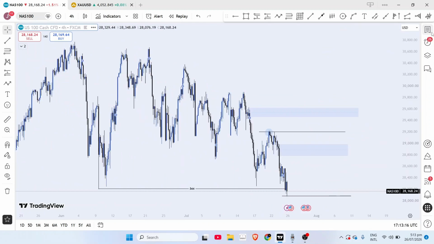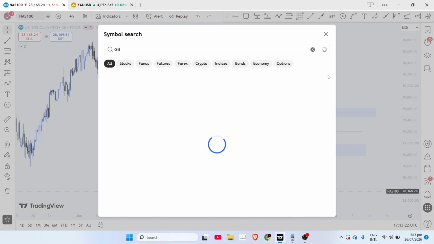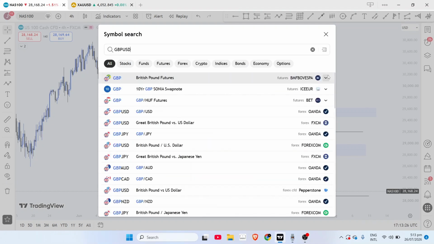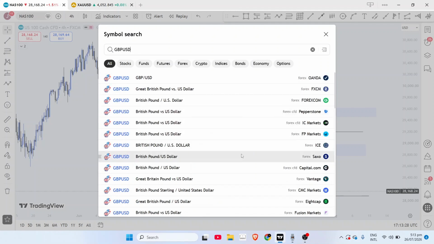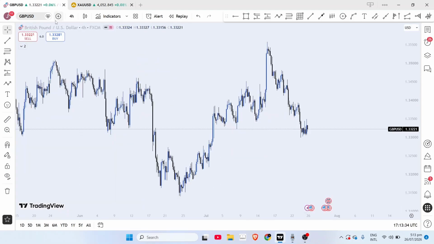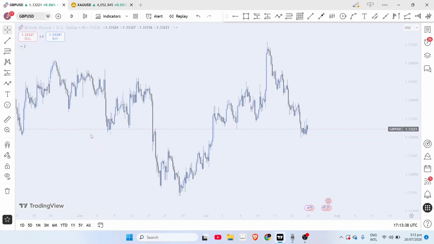And our next pair which we'll be looking at, I think we should be looking at GBPUSD. I think I'm using FX here. Okay, so on GBPUSD daily time frame.